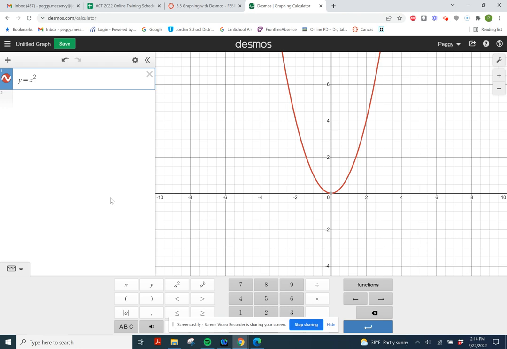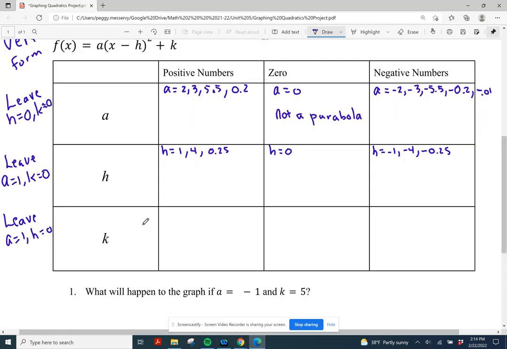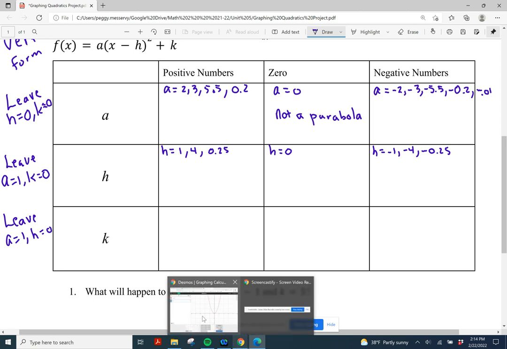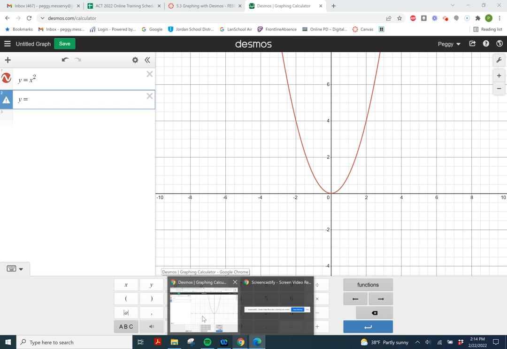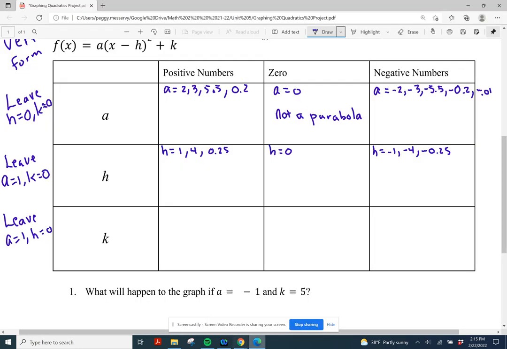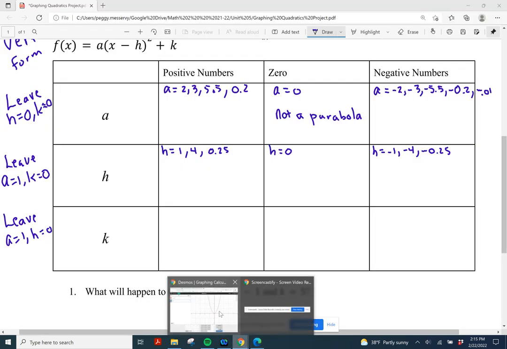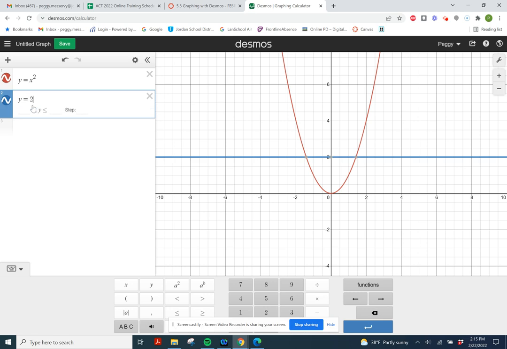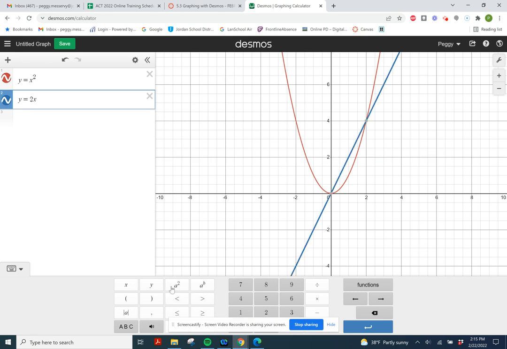Same graph, okay? Now we're going to look at what happens if we change the a value a little bit. So what if I had y equals, what a value did I work with first? Let me go back and take a look. 2, 3, 5.5. Okay, and then 0.2. So y equals 2x to the second power.